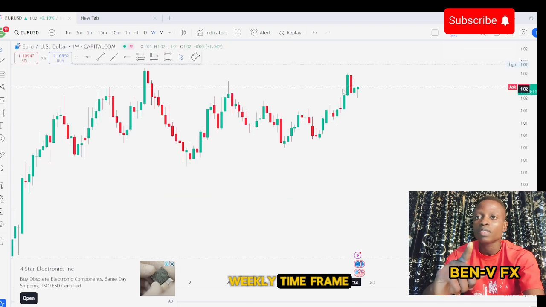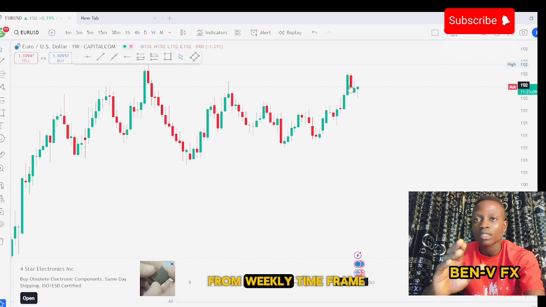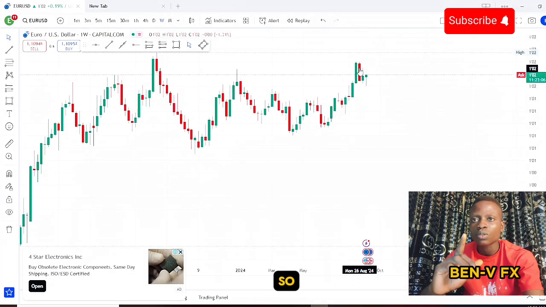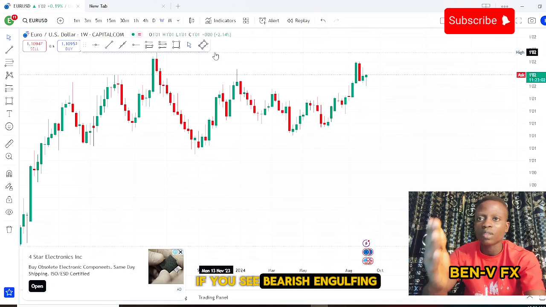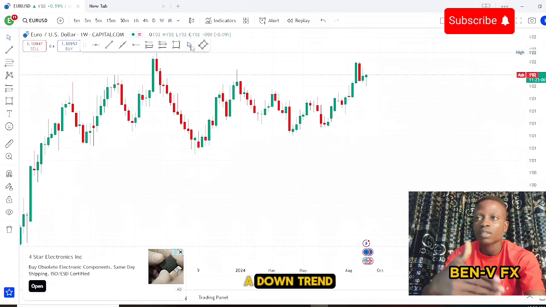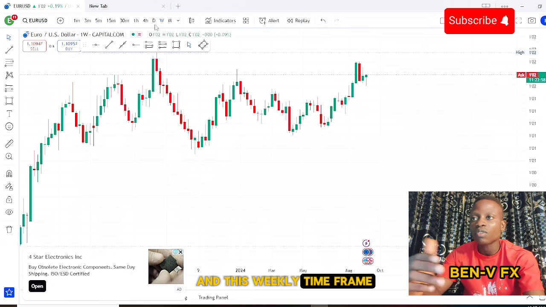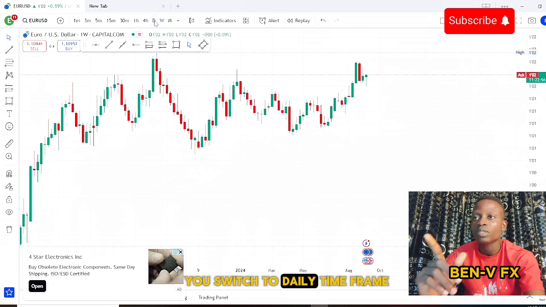You can see on the weekly time frame this bearish engulfing candle. You can see that. So what are you expecting if you see a bearish engulfing? If you see a bearish candle, it is a downtrend, and this weekly time frame, you all know. So you switch to the daily time frame.